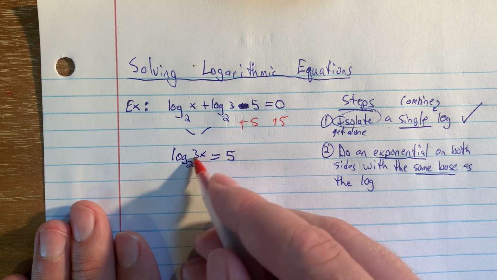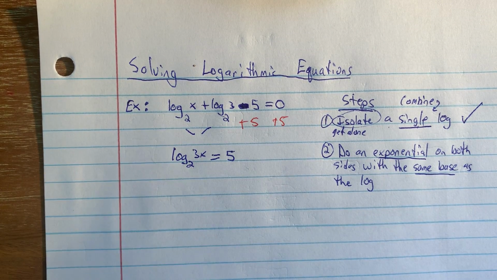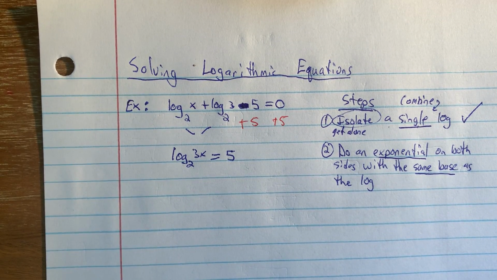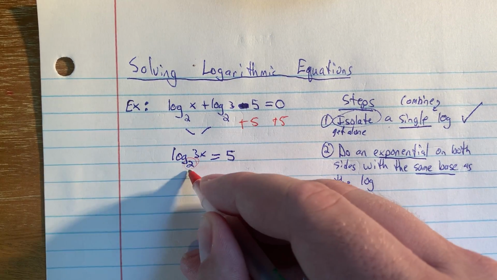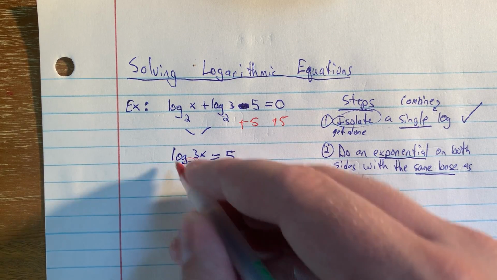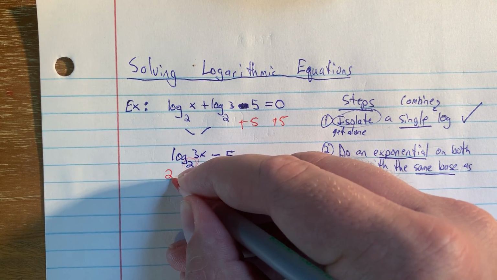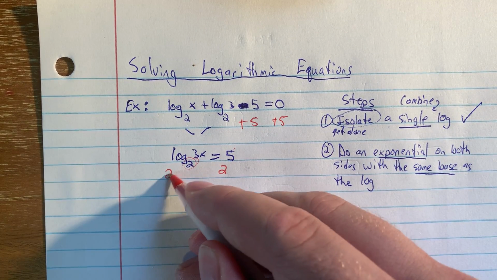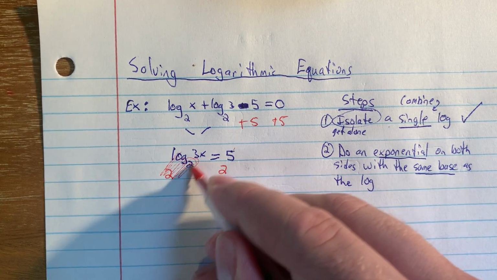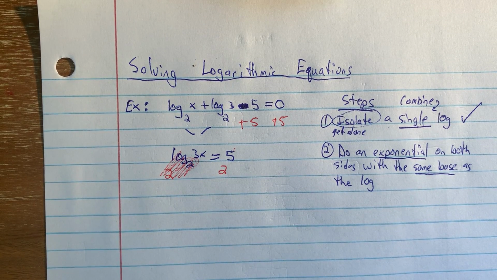Next, to undo a log. Remember last class, we undid exponentials using logs, and here we're going to undo logs by doing an exponential. Whatever the base of the log is, we're going to do that number to the power of both sides. So 2 to the log base 2, and 2 to the 5th power. 2 to the log base 2 will cancel out because those are inverse operations, and what will be left is 3x.